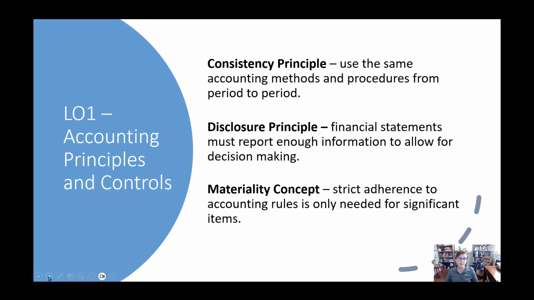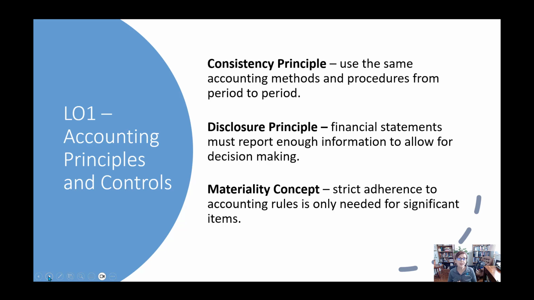So a few principles and controls. The consistency principle says that if a company has a choice, they have to use the same accounting principles and procedures from one period to the next. So we're going to be looking at inventory costing methods. The company should use the same inventory costing method from period to period. And then they should disclose what inventory costing method they used, because the disclosure principle says that companies should disclose all of the information that the readers of the financial statements would need to make a decision.